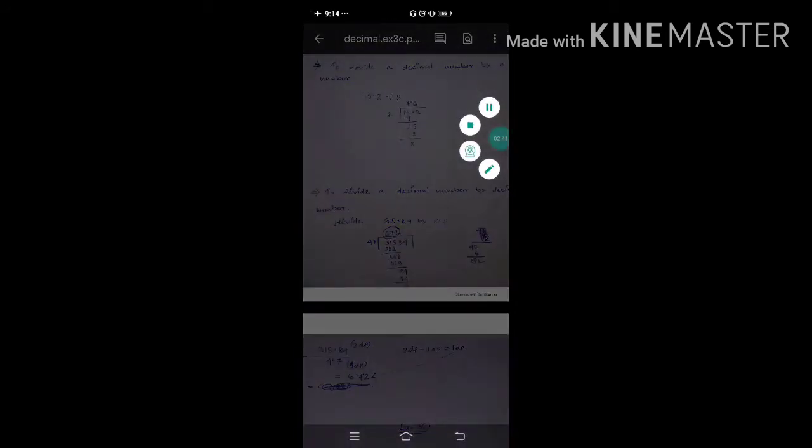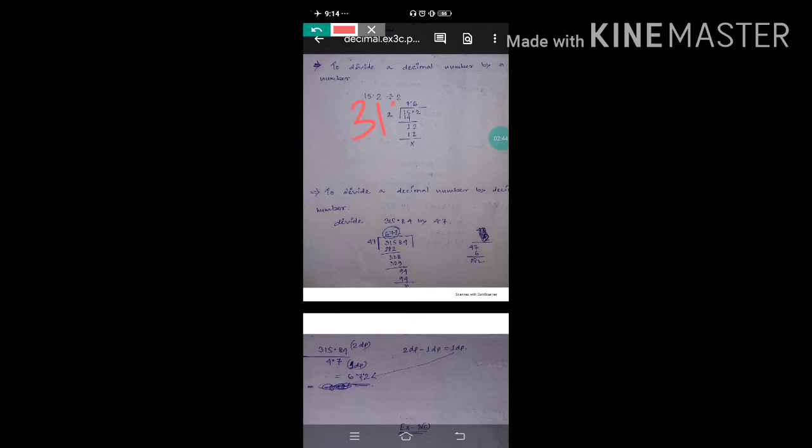The trick is that here it is given 315.84. This work you can do before division or after division also you can apply. It's better if you apply before division, but you will get the same answer either way. So first of all see here, the numerator is in 2 decimal places and the denominator is in 1 decimal place. 315.84 divided by 4.7 is given.